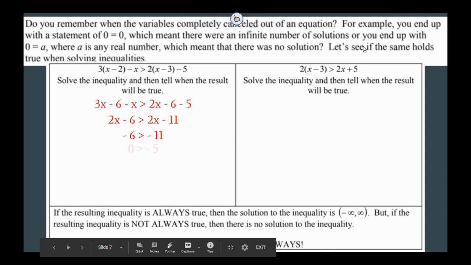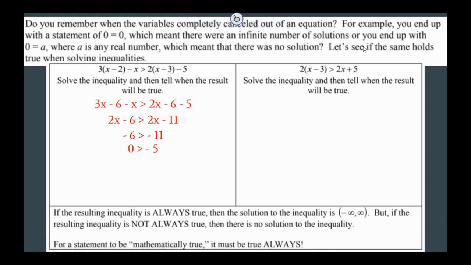Were there any answers? Okay, is 0 greater than negative 5? Won't that always be true? Yep. And on the second one, hopefully you got 0 is greater than 11. Is that true? No. Will that ever be true? Nope, so that one's never true.